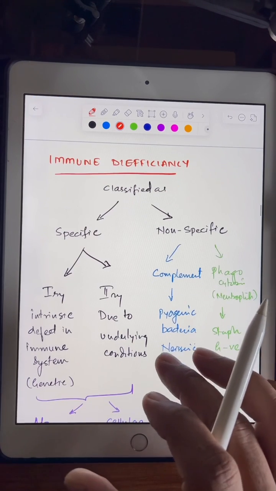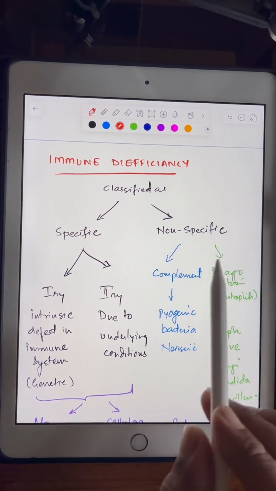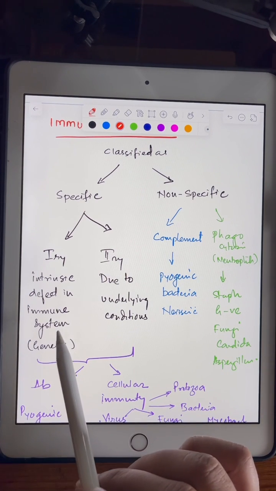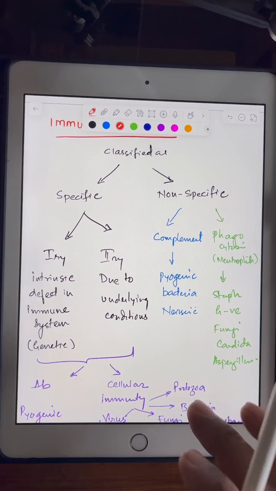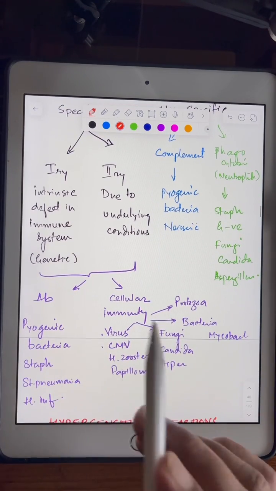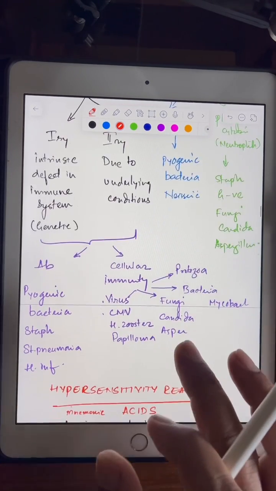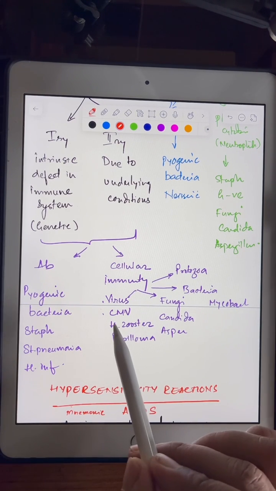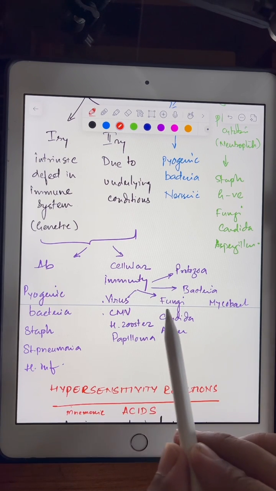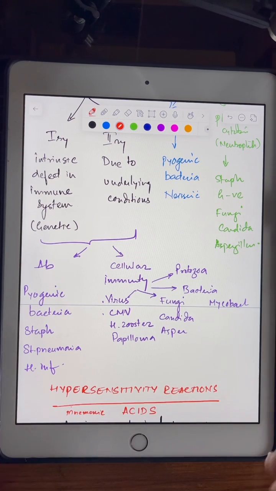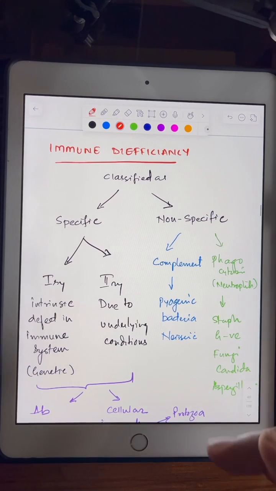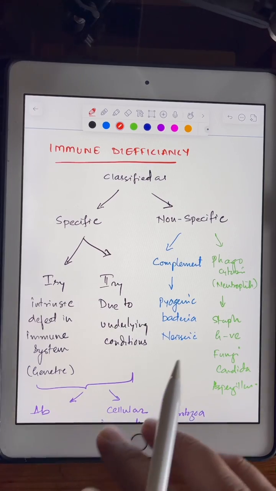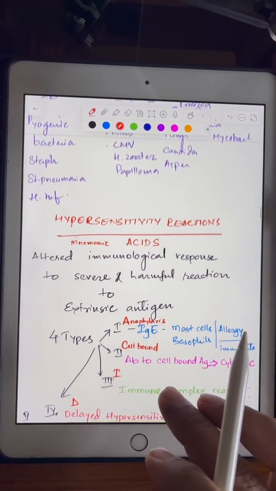Immune deficiency. Deficiencies are classified as specific and non-specific, primary and secondary. An intrinsic defect in the immune system is genetic. Antibody deficiency leads to bacterial infections such as staphylococcus. Deficiency in cellular immunity leads to viruses such as cytomegalovirus, herpes zoster, papillomavirus, and fungal, protozoal and bacterial infections. Non-specific deficiency of complement and phagocytosis leads to pyogenic bacteria and neutrophil staph infections.